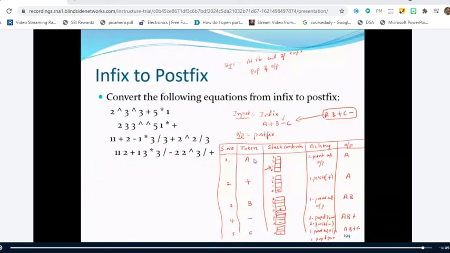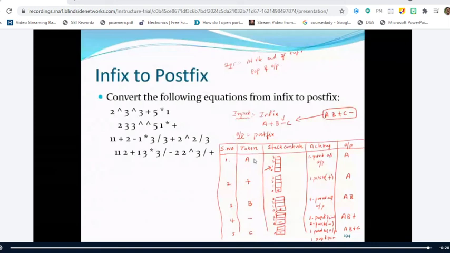And the third step is, when you come across an operator, this is very important. You have to check whether the stack is empty or not. If the stack is empty, you just perform a push operation. If the stack is not empty, then you have to compare the priority of the token with the priority of the top element. If the priority of the token is greater than the priority of the top element, then you have to perform a push operation. But if the priority of the token is less than or equal to the priority of the top element, then you have to perform a pop and print operation, and then push the incoming operator.